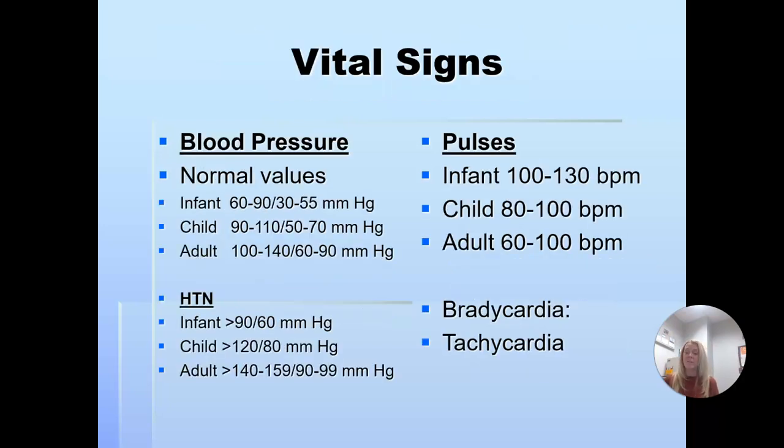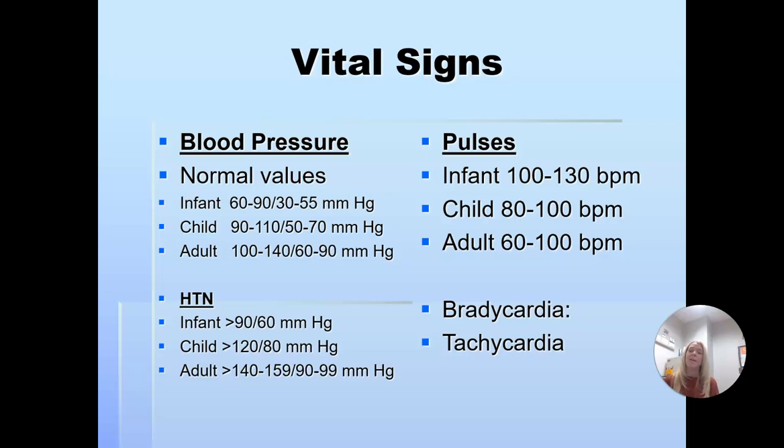Norms for your vital signs. I know you guys have had all these before. Normal blood pressure, 100 to 140 over 60 to 90. Generally, again, 120 over 80 is considered normal. Anything above that is considered pre-hypertension or hypertension. Blood pressures are a little bit lower normally in children.